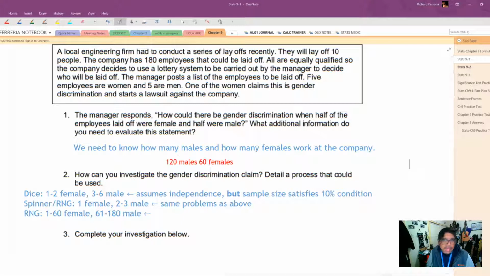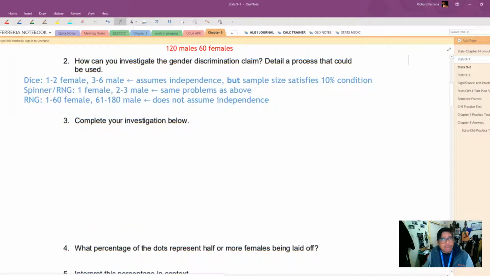And the last way that we'll investigate here is with a random number generator, but with 180 outcomes, where outcomes 1 through 60 are female and 61 through 180 are male. And using a simulation with this kind of random number generator, you don't have to assume anything about independence, because the probabilities are preserved, because it is a 1-to-1 assignment between employees and random digits. So over here it says we're supposed to complete our investigation below, and you probably guessed it, I'm going to pick option 3 with a random number generator.